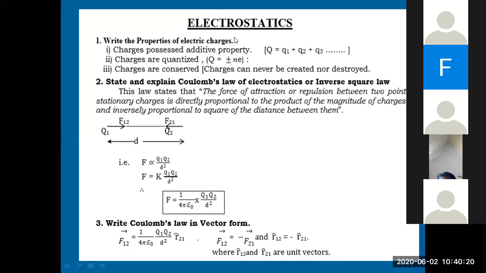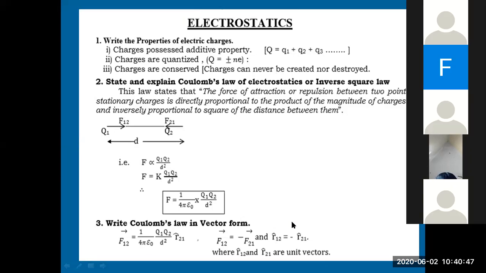Just say it in your mind and check once. A is for additive, Q is for quantized and C is for conserved. Very important 2-mark question: what are the properties of electric charges? You should blindly say charges are additive, point number 1. Charges are quantized, point number 2. Charges are conserved, point number 3. So having known this, we'll move on to our second question.